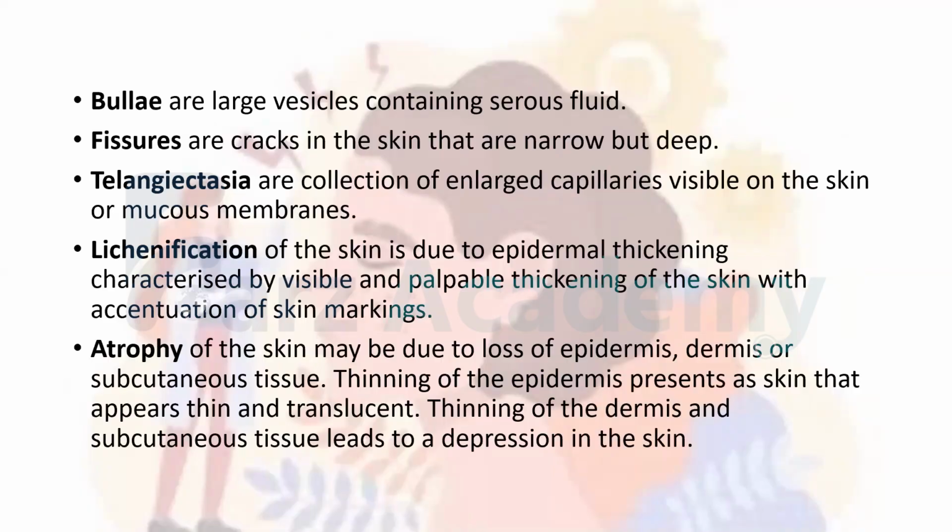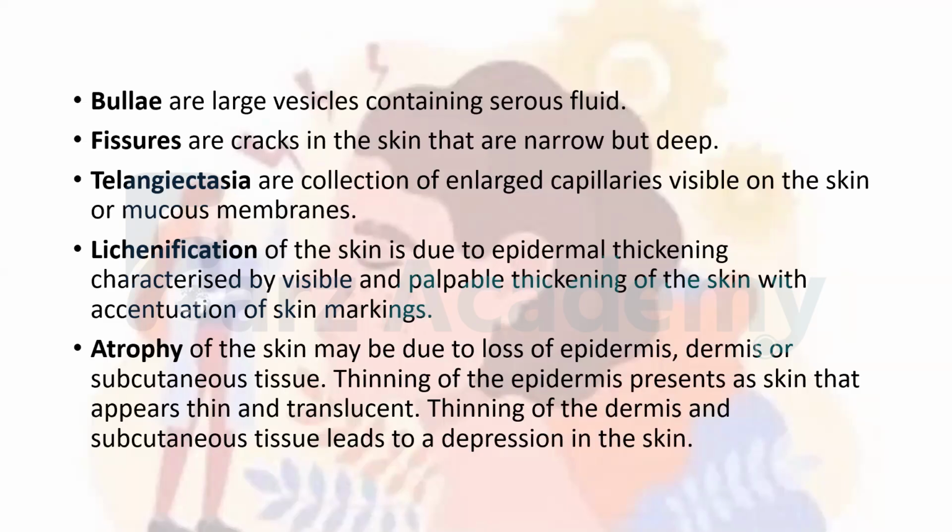Telangiectasia is a collection of enlarged capillaries visible on the skin or the mucous membrane. This is important for you in dermatology as well as in peripheral vascular diseases and other topics like varicosities. They might ask you about telangiectasia. Next is lichenification of the skin, which is epidermal thickening characterized by visible and palpable thickening of the skin with accentuation of the skin margin. Lichenification is not an acute lesion. It is a chronic lesion which happens over time.